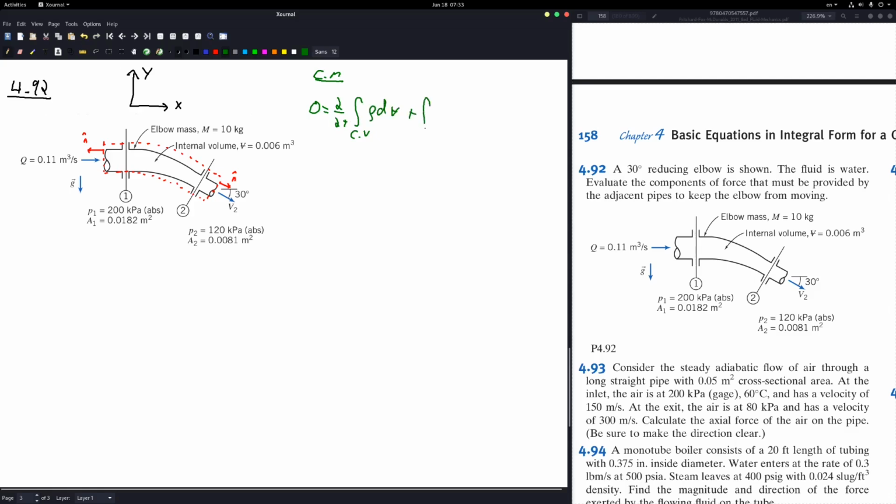Next step is to write the conservation of mass. So we know that 0 is going to be equal to the rate of change of the mass inside of the control volume plus the ingoing and outgoing fluxes here. Because, again, we're at steady state, the rate of change of mass inside of the control volume is going to be 0.